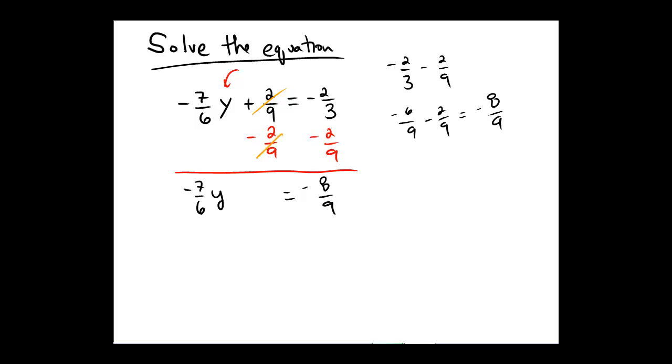Okay, the next stage would be to get closer to unwrapping the present, closer to getting the y by itself. We will divide both sides by negative 7/6. Of course, when we divide by a fraction, that's equivalent to multiplying by the reciprocal. So on the other side, I'm actually going to multiply by negative 6/7, because this is equivalent to dividing by negative 7/6.